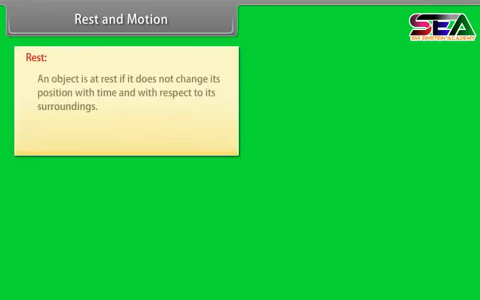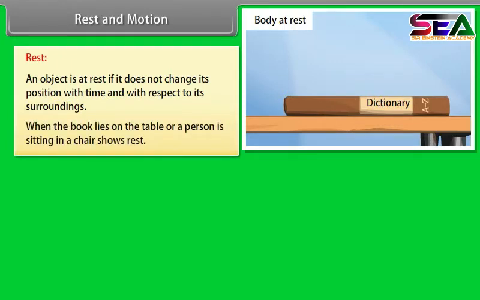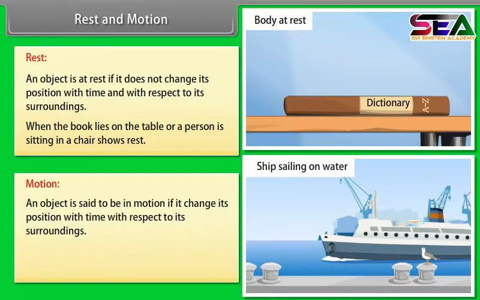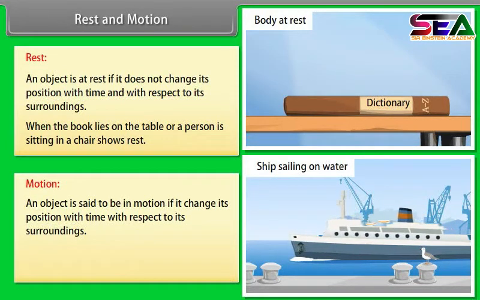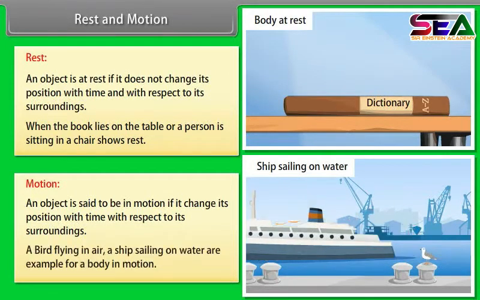Rest and motion. Rest. An object is said to be at rest if it does not change its position with time and with respect to its surroundings. When the book lies on the table or a person sitting in a chair shows rest. Motion. An object is said to be in motion if it changes its position with time with respect to its surroundings. A bird flying in air, a ship sailing on water are examples for a body in motion.